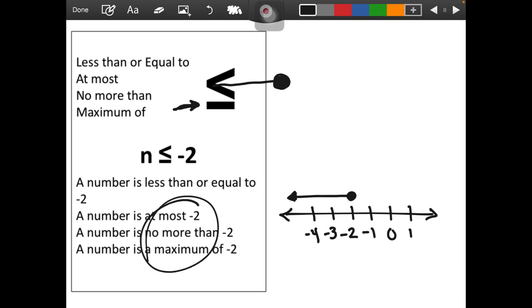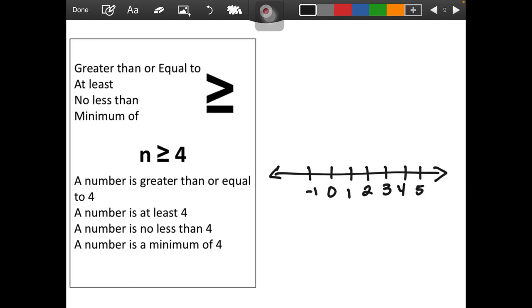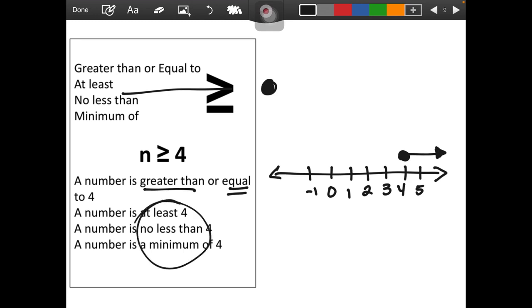And again, this part can be a little tricky. Make sure you're paying close attention to what it's actually saying. Okay, same rules apply when you are talking about greater than or less than. Same exact rules. You just got to be really careful. So again, I have a closed dot. This time I'm going to be at the number 4. I am going to draw my line coming out of my sign, and that is going to be the direction my arrow is going to go. And verbalizing would be a number is greater than or equal to, a number is at least, no less than, or minimum of.